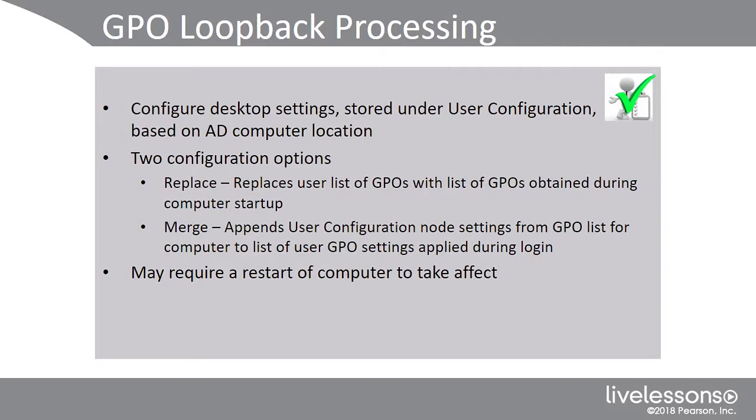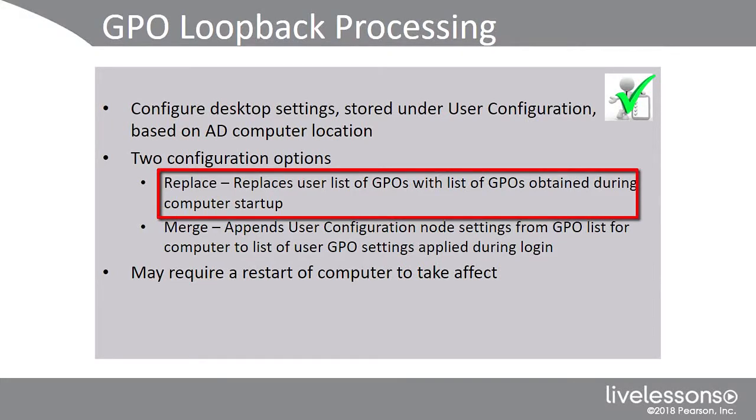So when someone logs into that computer, we want to ignore the user's normal desktop settings. Remember, those are stored under the user configuration, where on a kiosk, we may want to have settings configured based on the AD computer location. Now, when looking at loopback processing, we can configure two options. Replace, which replaces the user's list of GPOs with the list of GPOs obtained during the computer startup. So none of the user's GPOs get applied.